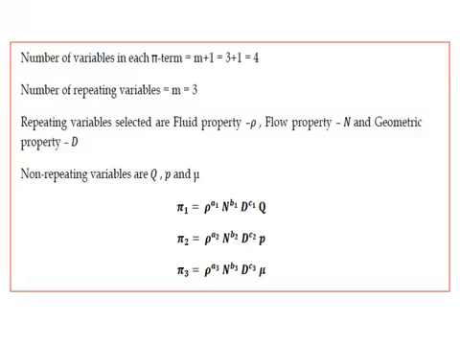So now how to find out: rho, n and d are involved here. The fluid property is rho, n is the flow property, whereas the geometric property is d. So the dependent variable is q, so it should not be taken as the repeating variable, so it is a non-repeating variable. Another, pressure and mu are also non-repeating variables.